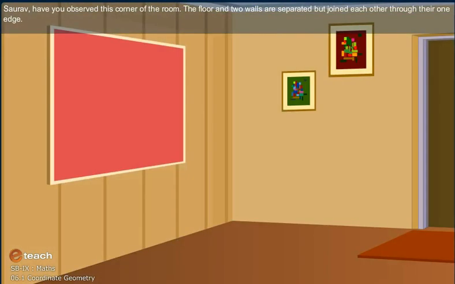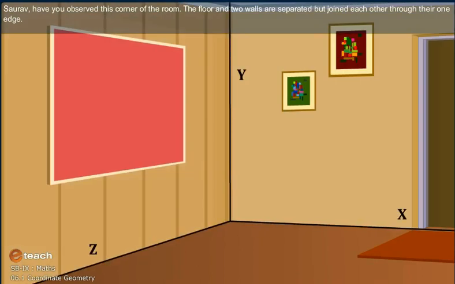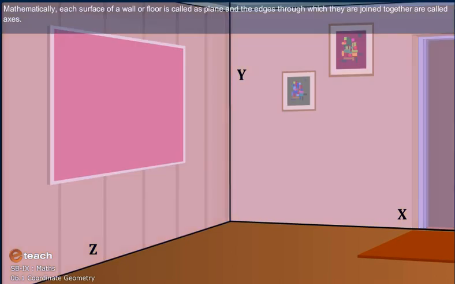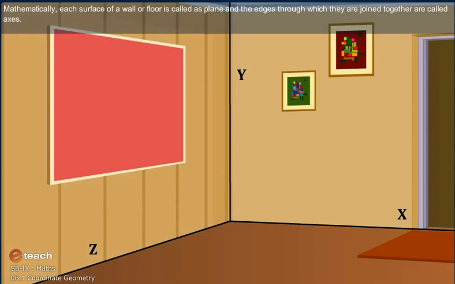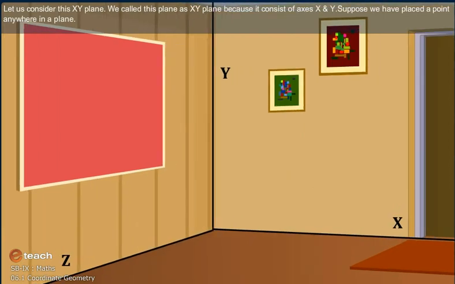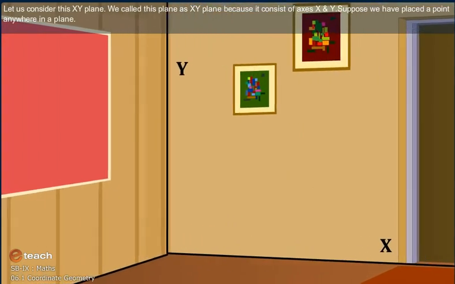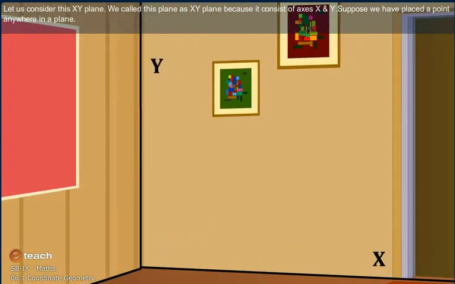The floor and the two walls are separated but join each other through their one edge. Mathematically, each surface of a wall or the floor is called a plane, and the edges through which they are joined together are called axes. Let us consider this xy plane. We call this plane the xy plane because it consists of axes x and y.